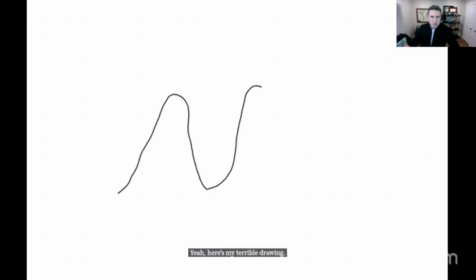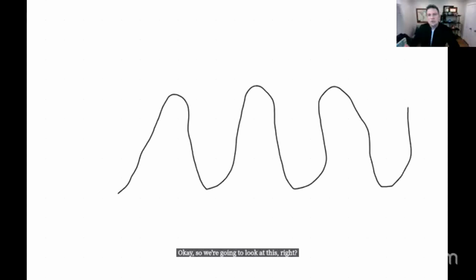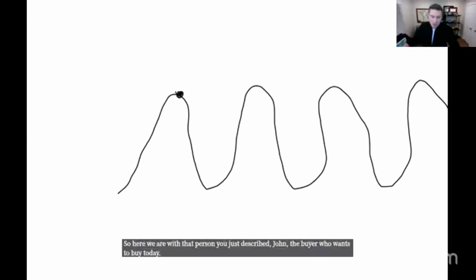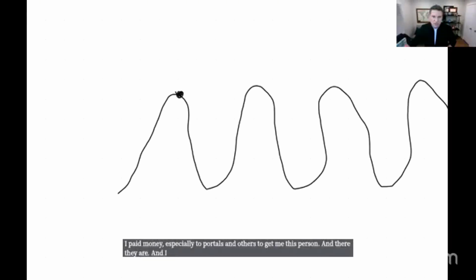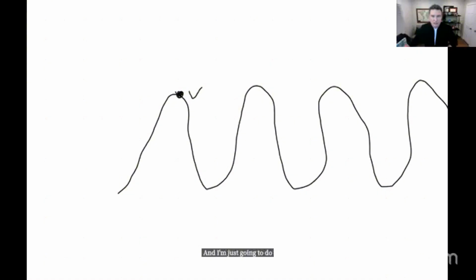Okay, so we're going to look at this, right? So this is real estate. This is the journey we're on. Not only does the market go up and down, but our relationships go up and down. So here we are with that person you just described, John, the buyer who wants to buy today. I paid money, especially to portals and others, to get me this person, and there they are, and I closed a transaction, and I'm just going to do a big check mark. Yay, I closed the transaction.